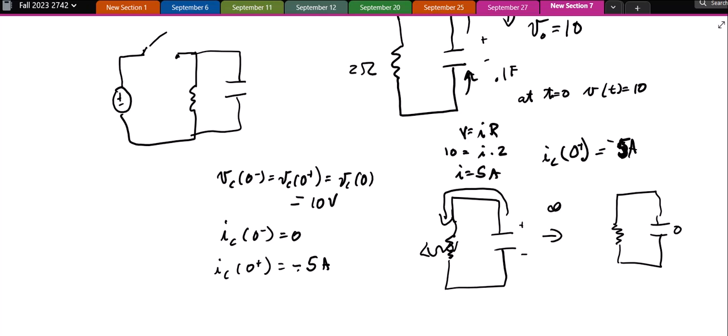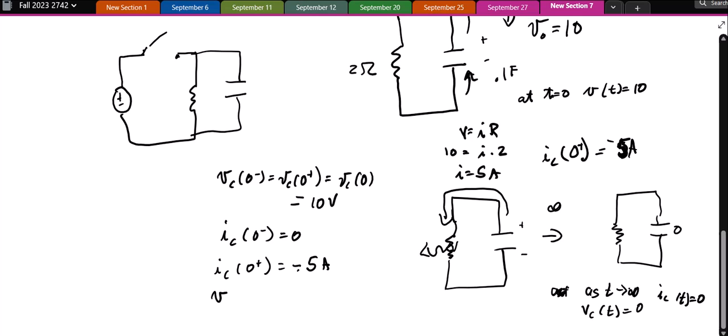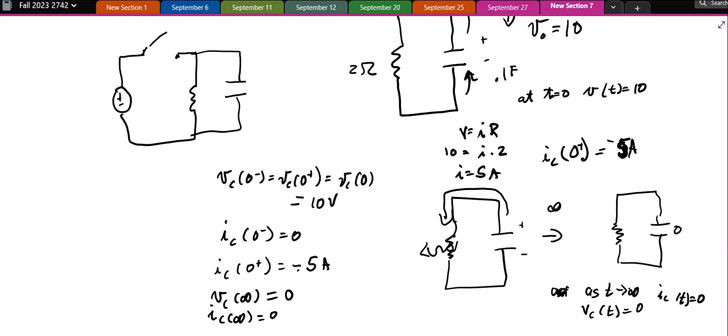Regardless of the resistors that is going to happen. So as t goes to infinity, the Vc of t goes to 0, and because the voltage is going to 0, the current is also going to 0. So we can add to our little collection over here that Vc at infinity equals 0 and Ic at infinity equals 0. Now that's not always going to be the case. It is here because there is no power source in our circuit once we close the switch.